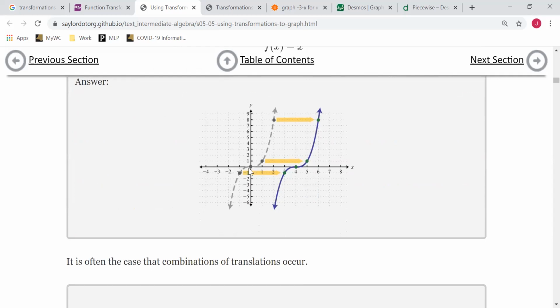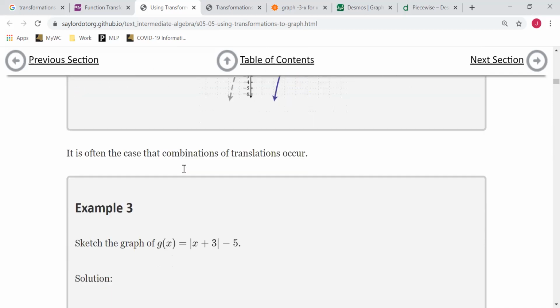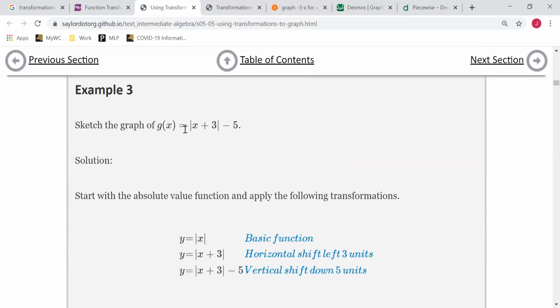Horizontal shifts. So again, the graph of x cubed is shifted to the right 4 units here. That's because I actually subtracted 4 first from the x, then applied the cubing. Ah, the absolute value function. Oh, suddenly they're getting next level with it.